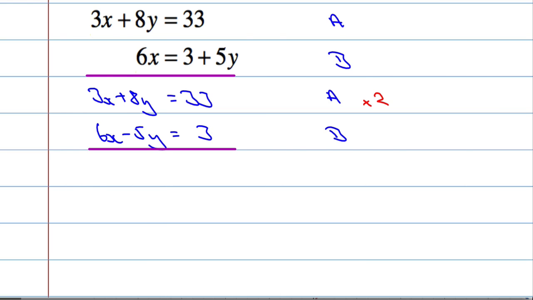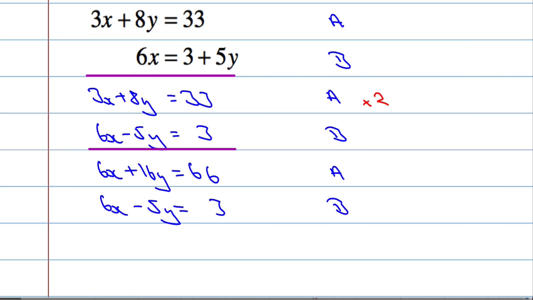Let's draw a line underneath here. So equation A now becomes, remember to double everything, 6x plus 16y equals 66. Leave equation B alone. Equation B is fine: 6x minus 5y equals 3. Now what we can do is eliminate the x's because we have the same coefficient here. So we have the same number in front of the x's or the same number in front of the y's. We can do an elimination.